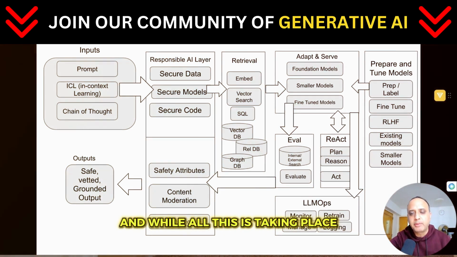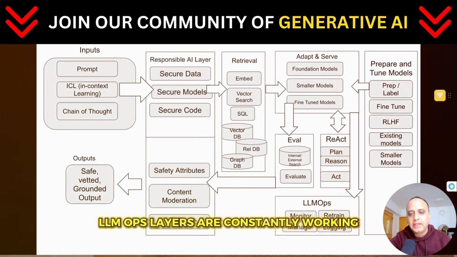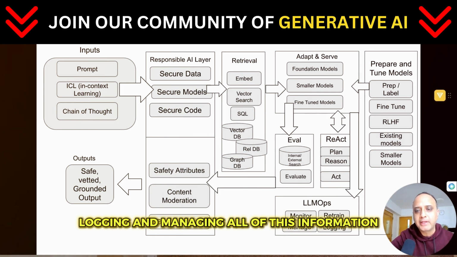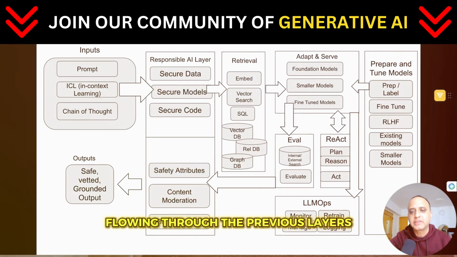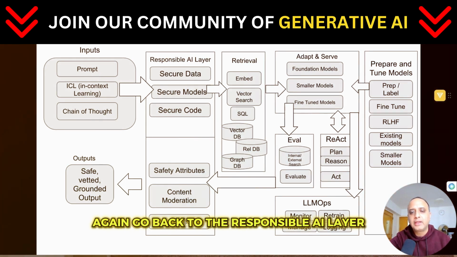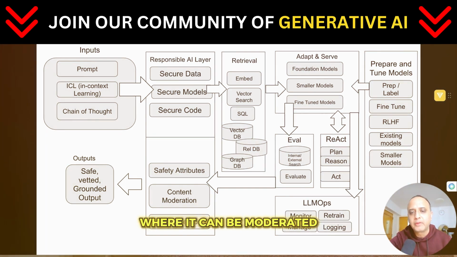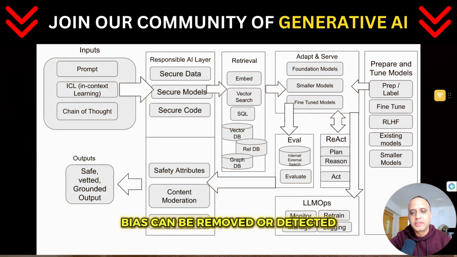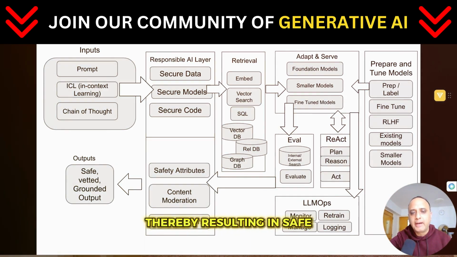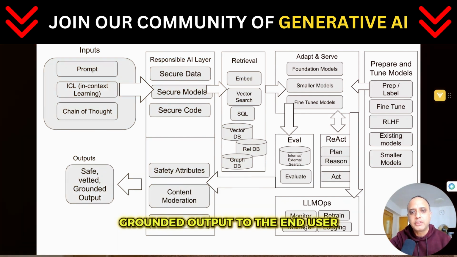And while all this is taking place, LLM ops layers are constantly working behind the scenes, monitoring, logging, and managing all of this information flowing through the various layers. And the final output can again go back to the responsible AI layer, where it can be moderated, bias can be removed or detected, and also a number of safety attributes could be determined, thereby resulting in safe, grounded output to the end user.